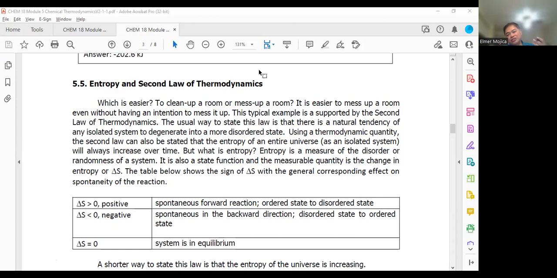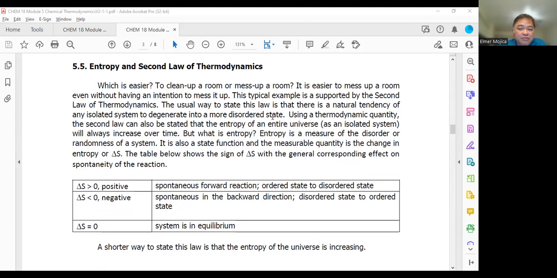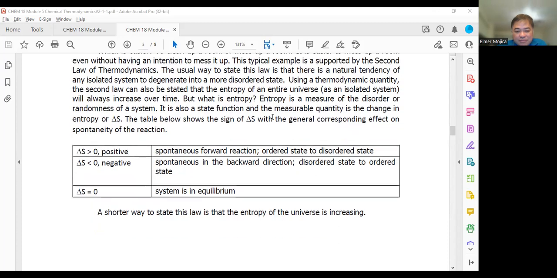Because you can have a question here, which has a positive or negative delta S. So if you have a positive delta S, usually you have a spontaneous forward reaction, from an ordered state to a disordered state. But spontaneity has nothing to do with entropy alone. That's another physical quantity.